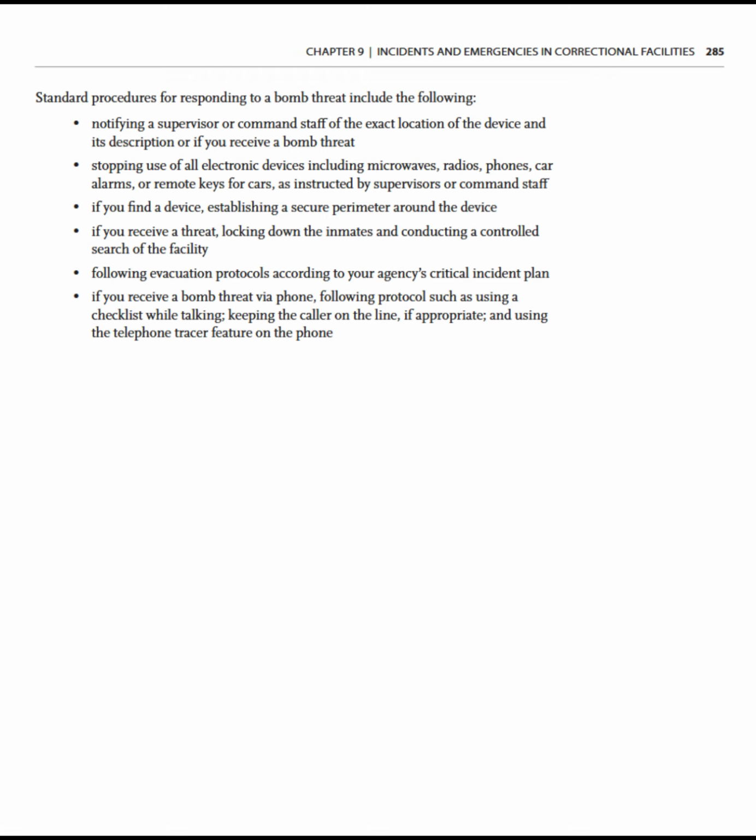Standard procedures for responding to a bomb threat include the following: notifying a supervisor or command staff of the exact location of the device and its description, or if you receive a bomb threat. Stopping use of all electronic devices including microwaves, radios, phones, car alarms, or remote keys for cars, as instructed by supervisors or command staff. If you find a device, establishing a secure perimeter around the device. If you receive a threat, locking down the inmates and conducting a controlled search of the facility, following evacuation protocols according to your agency's critical incident plan.